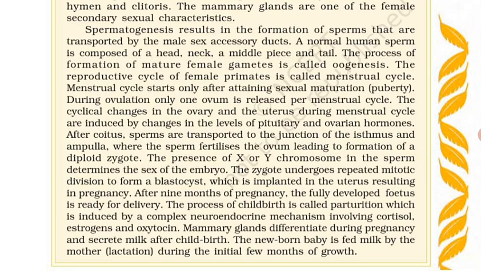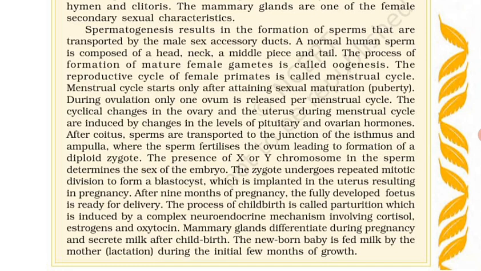Spermatogenesis results in the formation of sperm that are transported by the male sex accessory ducts. A normal human sperm is composed of a head, neck, a middle piece and tail. Head, neck, middle piece and tail. The process of formation of the mature female gamete is called oogenesis.